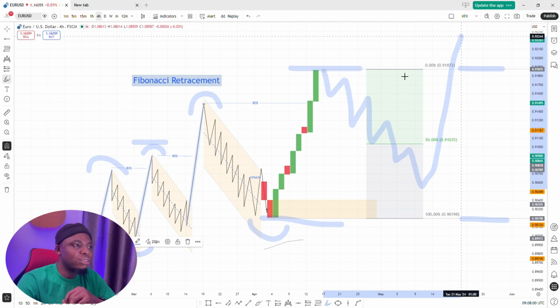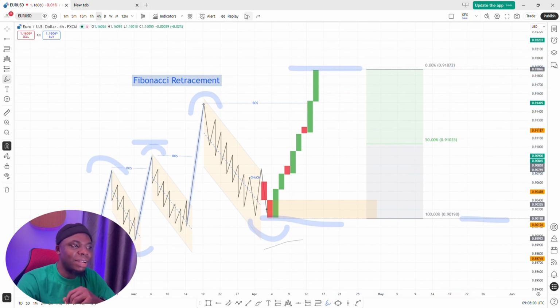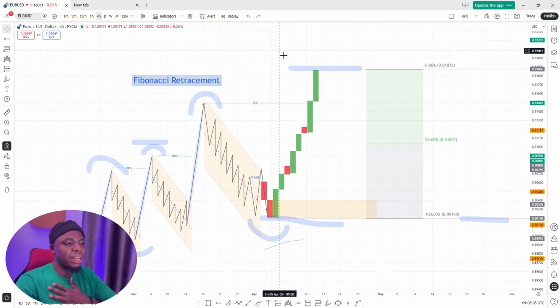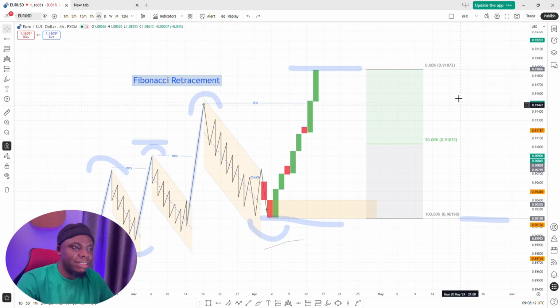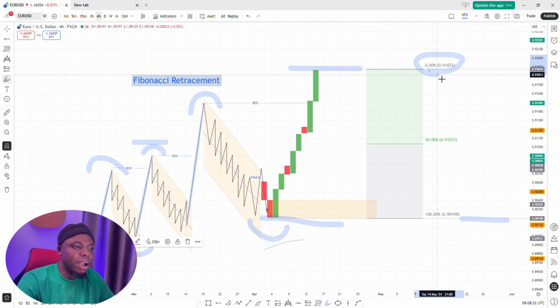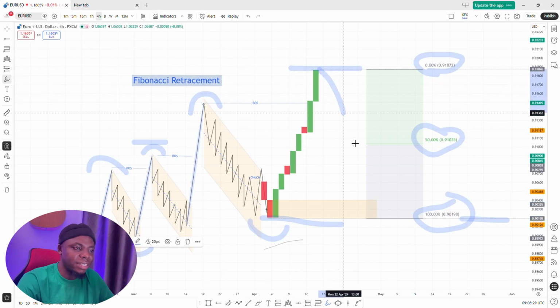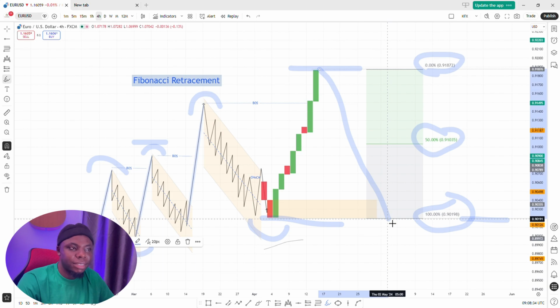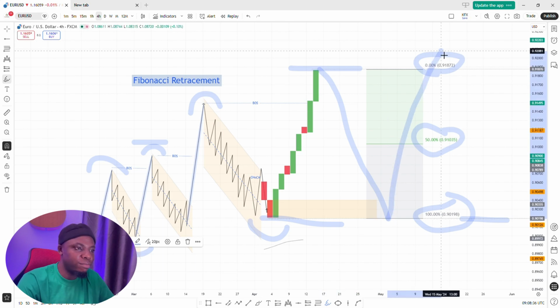Now, if the market is doing that, how do I take advantage of this? There's something I need you to understand about this particular concept. You have a zero here, which is your starting point of retracement. You have to understand that, okay, this guy will start retracing from this particular level. And you have a 50% and you have a 100%. So that means if this market pulls back to this particular price, this market has done a 100% retracement. Then we expect a bullish movement to the upside.